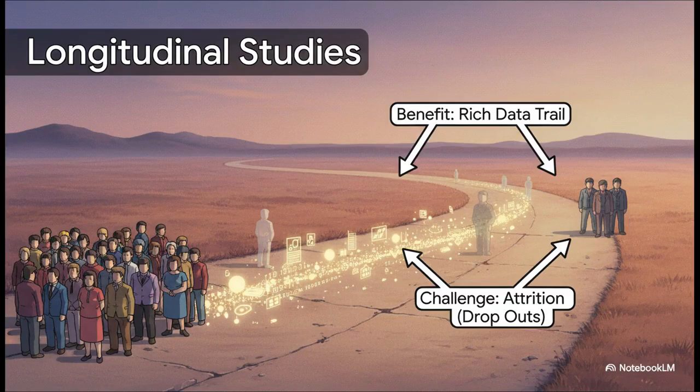Now, following people over time gives you this incredibly rich data about how things change. But, and this is a huge but, the biggest challenge is something called attrition. That's just a fancy word for when participants drop out before the study is over. And this can be a massive problem. I mean, imagine a 20-year study on building wealth. If all the people who aren't doing well financially are the ones who drop out over time, your final results are going to be totally skewed. It'll make your advice look way more successful than it actually was.